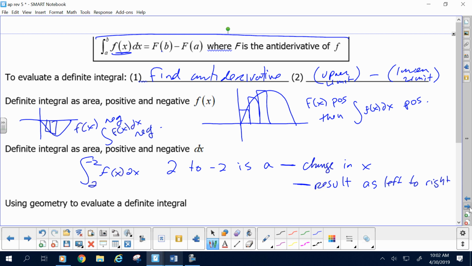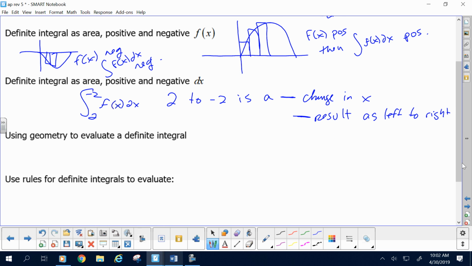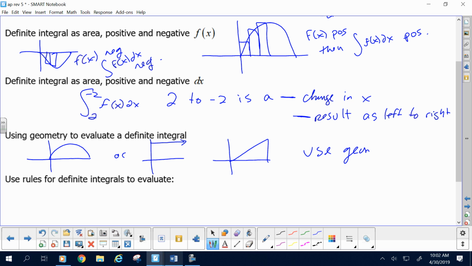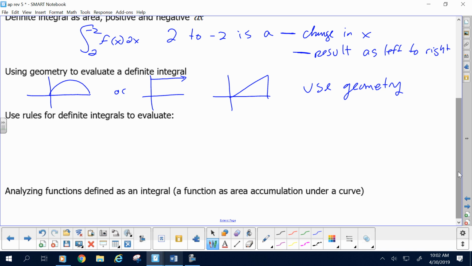Okay. Geometry to evaluate a definite integral: you should definitely be aware that if you get a circle or a constant line which involves a rectangle or a triangle, then by all means use geometry. They don't say, oh, he didn't show calculus. If they give you a figure like that, they're expecting you to consider geometry and possibly use it. Are you with me?